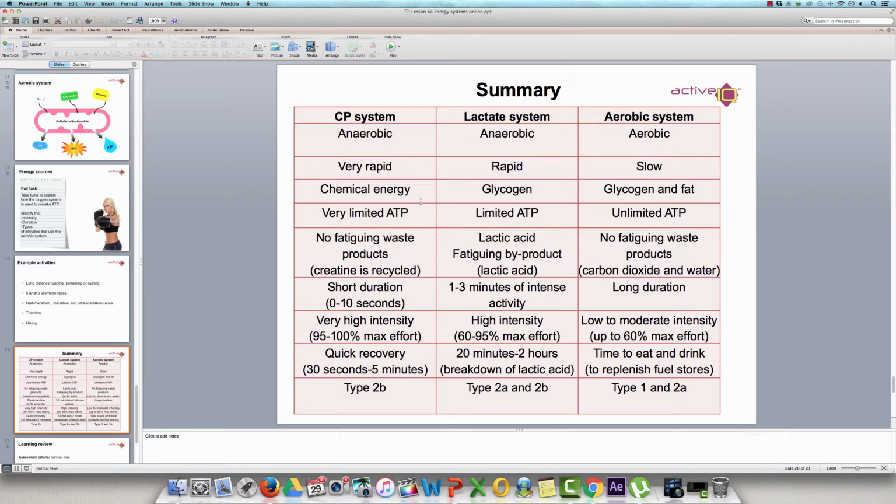We can use this system for a long duration, and we need to have glycogen and fat, so carbs and fats, to be able to fuel this system and make it work. And it works at, as we said, low to moderate intensities. In order to recover, we need to have time to eat and drink, because, as we said, if we run out of glycogen or carbohydrate, we need to get more into the body. And that system is using type 1 and potentially type 2A fibres.